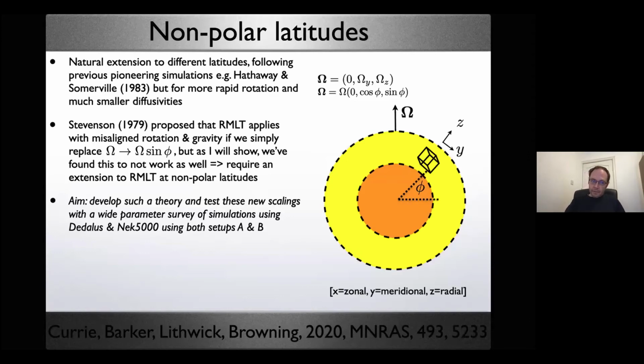So we're going to build up on some old papers by Hathaway and Somerville in the 1980s that looked at this setup for standard Rayleigh-Benard convection, but we're able to look at much more rapid rotation and smaller diffusivities, and we also fix the flux rather than the temperature difference across the domain for the reasons that I've already mentioned.